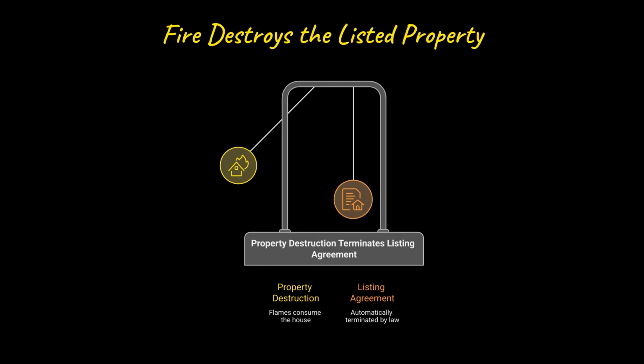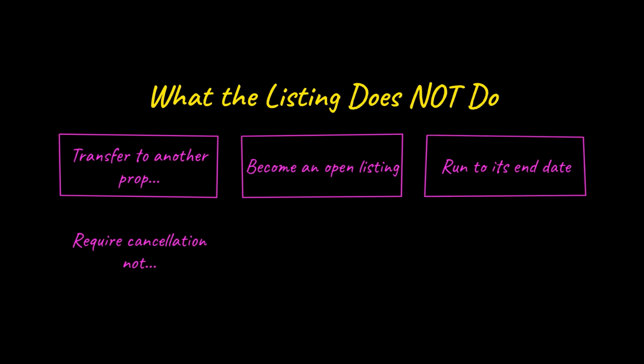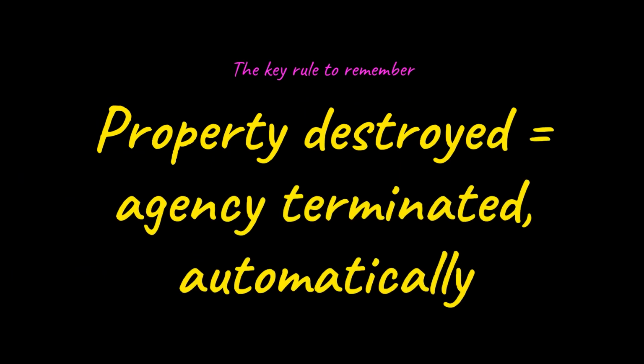The broker cannot redirect the agency to a nearby property, and the agreement does not quietly survive in any reduced form. Examiners test whether you know what does not happen. The listing does not shift to a different parcel, does not convert to an open listing, does not limp along to its scheduled expiration, and requires no formal cancellation. The destruction alone ends it. When the subject property is destroyed, the agency's purpose fails and the listing terminates by operation of law, instantly and completely, with nothing more required.